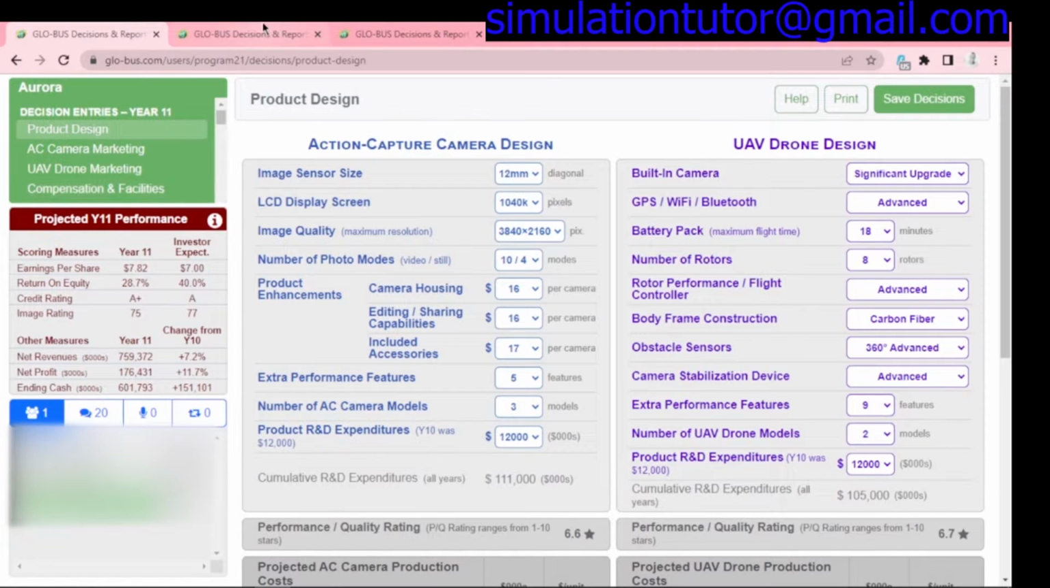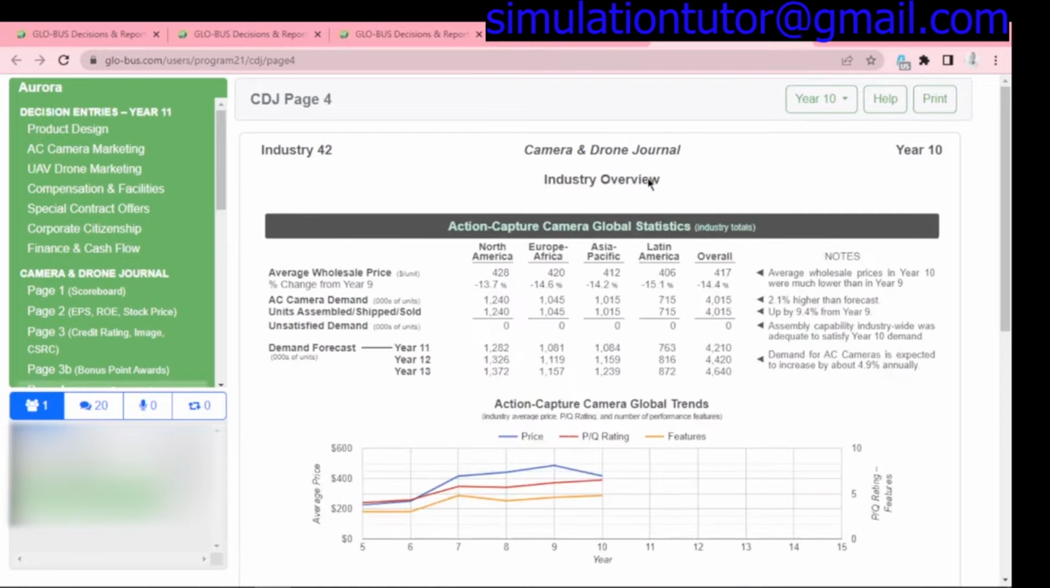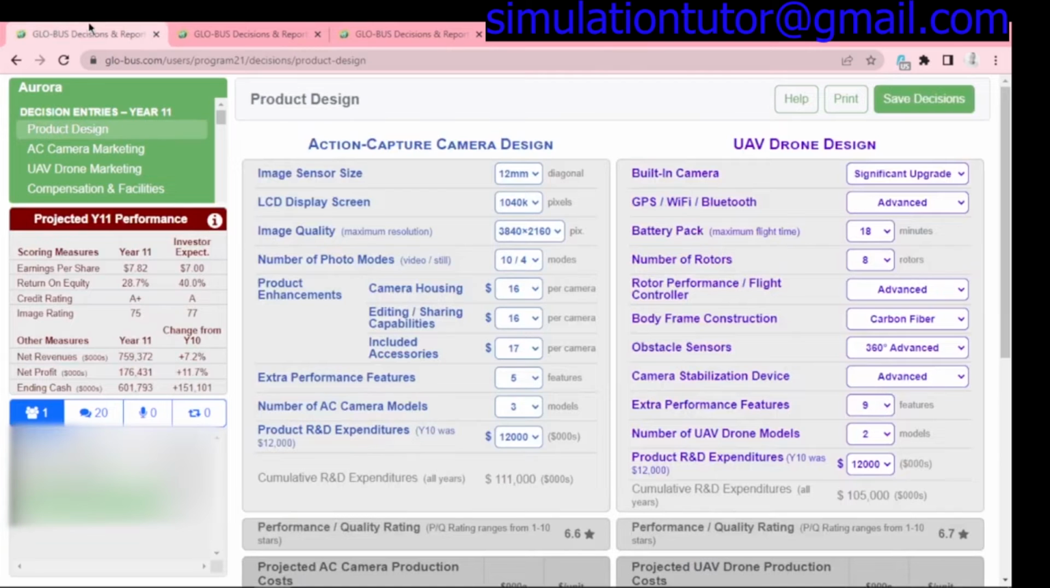So to start the global simulation game, you have to understand what's happening in the industry, and important for you is to evaluate the comparative competitive efforts report. We have the drone benchmarks report, the camera benchmarks report, and the industry overview report. So evaluating all these reports will enable you to understand what's happening in the industry.